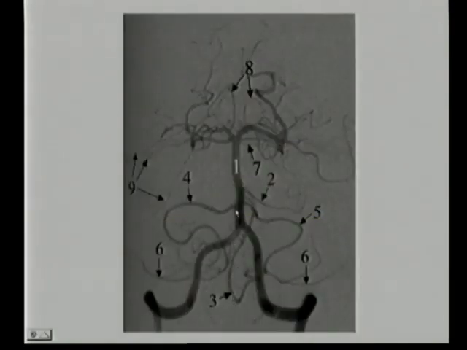On this one, I want you to tell me what this artery is right here. What is this artery right here? Number 7. Tell me what that is. It should be on the tip of your tongue.